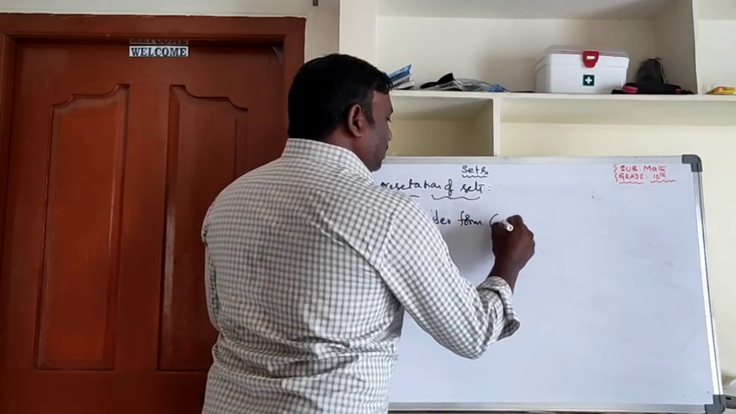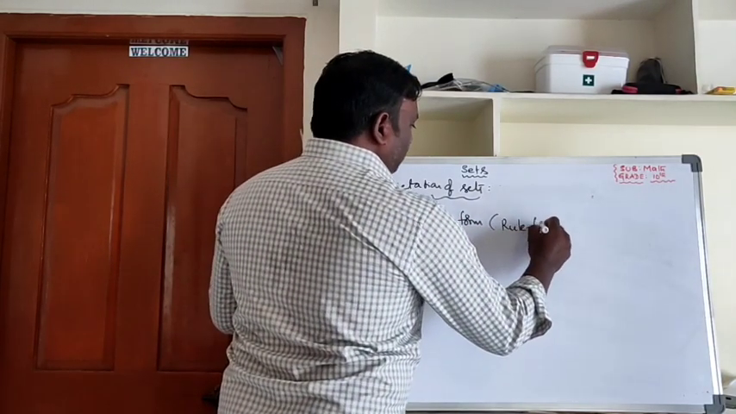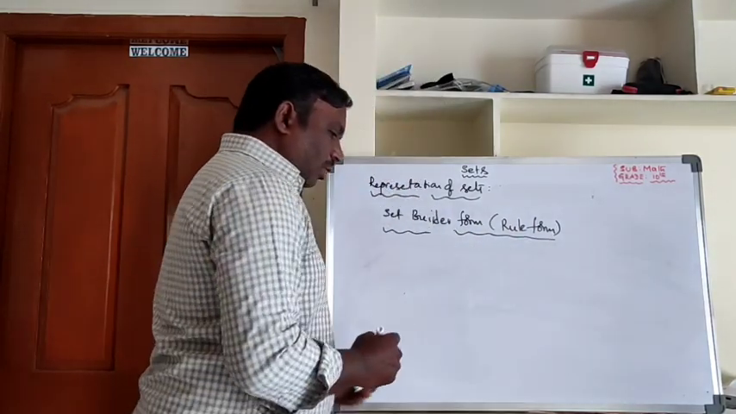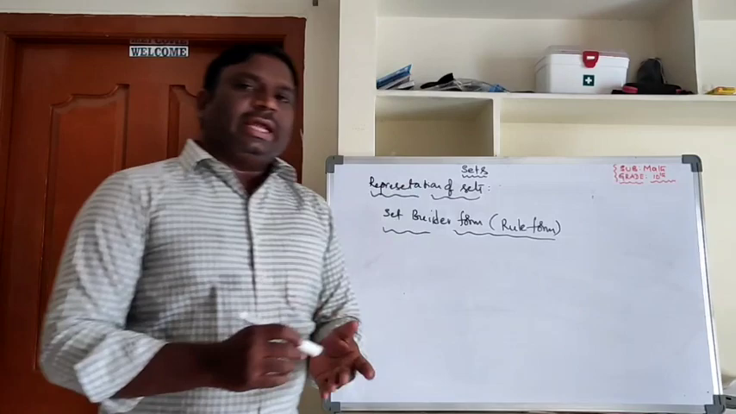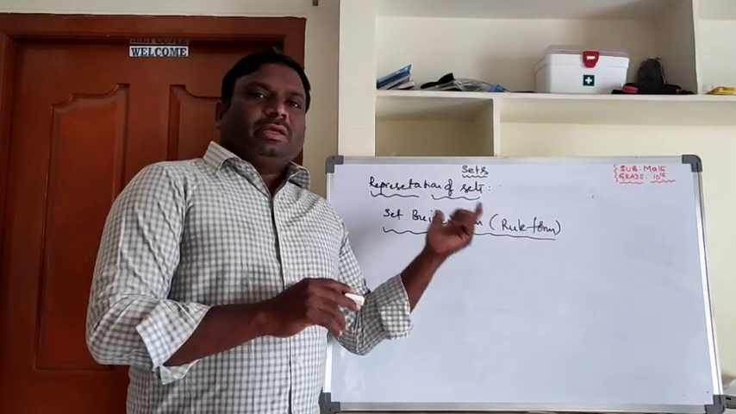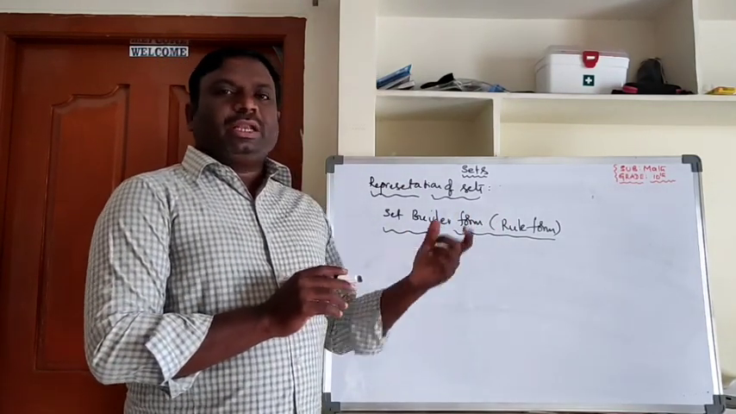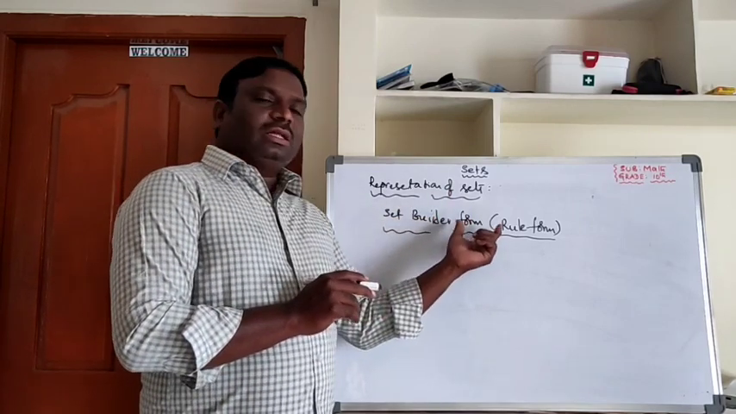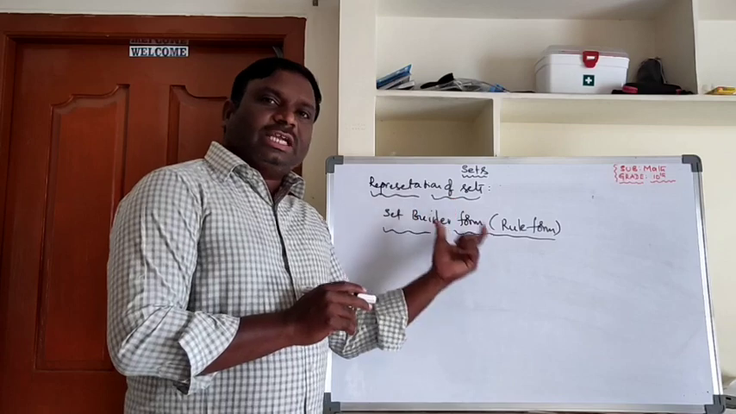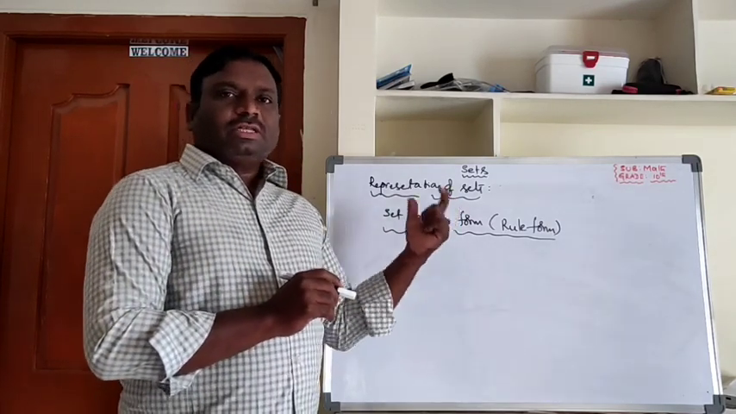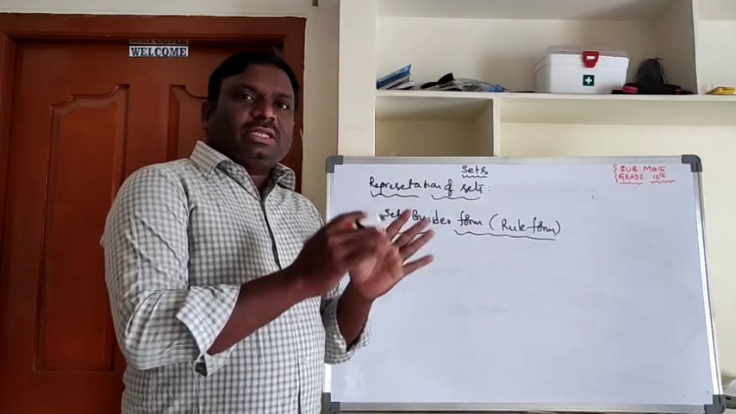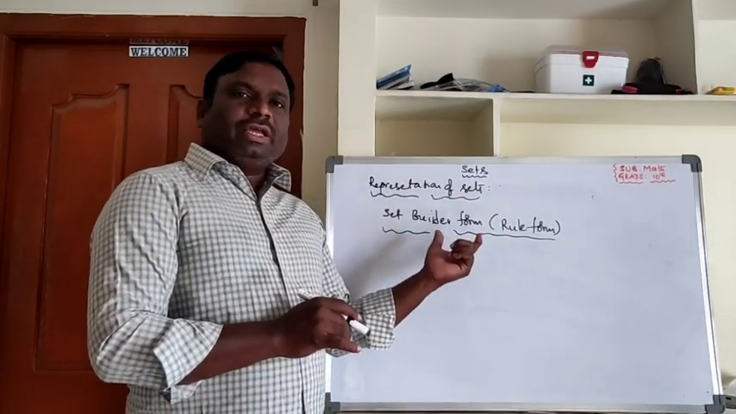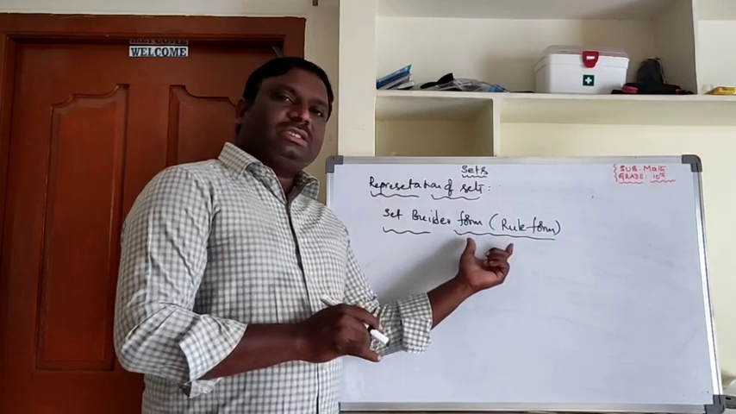Or another name is rule form. Set builder form or rule form. In this method a set is described by a particular rule. That's why we can say the set is in set builder form. We are describing the set with a particular rule, then only we can say that it is set builder form.